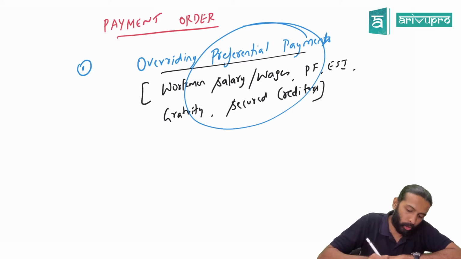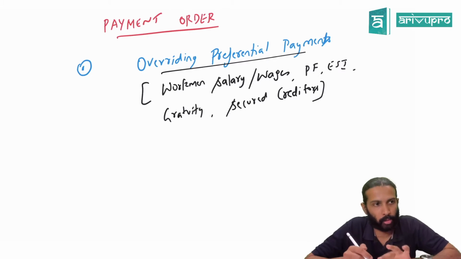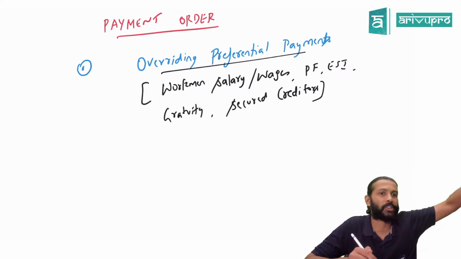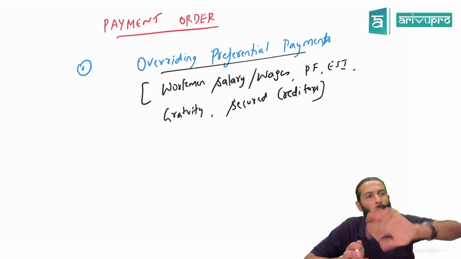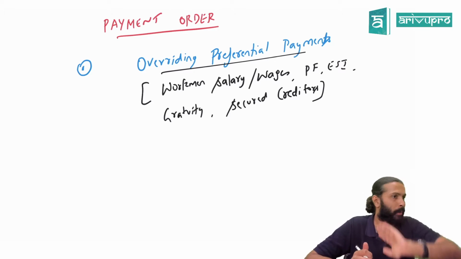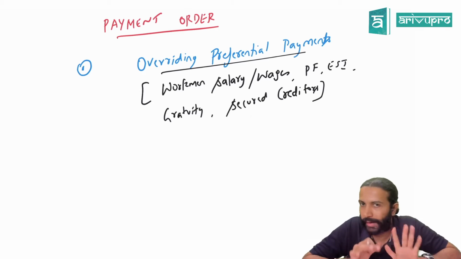Generally, you don't see this particular thing in your problem. We have a separate problem on overriding preferential payments. There we'll be doing that. For the time being, you can ignore overriding now.